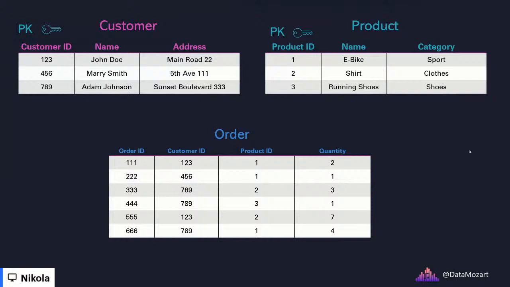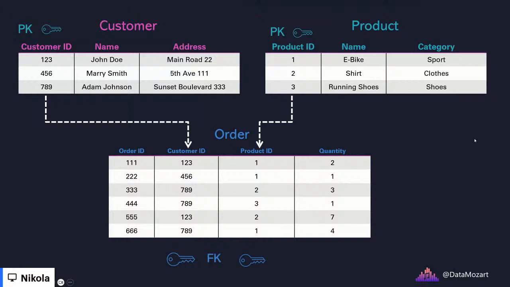Then we have the order table. Our order table contains both customer ID and product ID columns. The customer ID column refers to the customer that placed the order, while the product ID column relates to the product table, enabling us to find what product was purchased. Customer ID and product ID columns in the order table are referred to as foreign keys. They relate to primary key columns from other tables and are used to establish relationships between the tables in the data model.